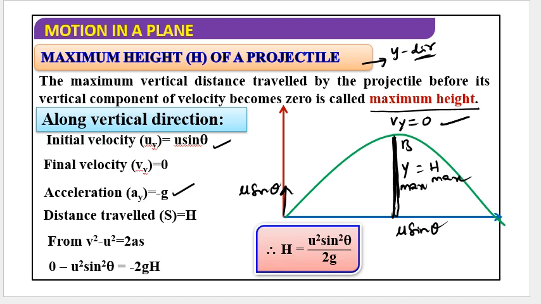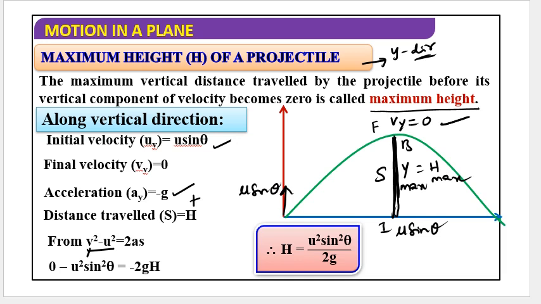Acceleration ay equal to minus g, and this distance s is equal to h maximum, or h. Here this is the initial position, this is the final position. If the final position is above the initial position, then the displacement is taken as positive, so that is plus h. From the third equation of motion, v square minus u square equal to 2as.